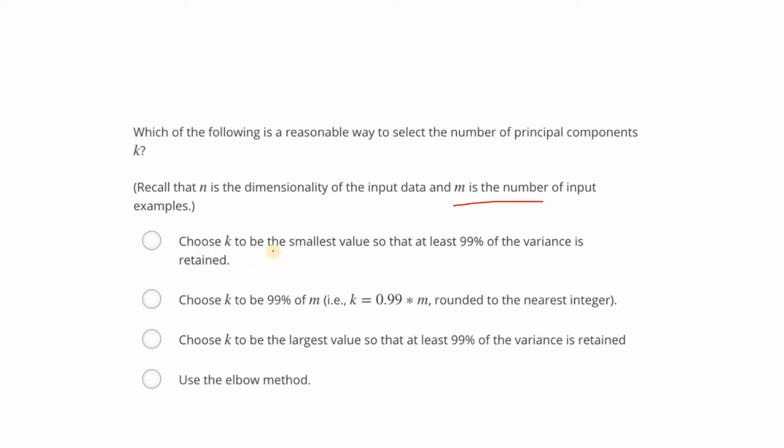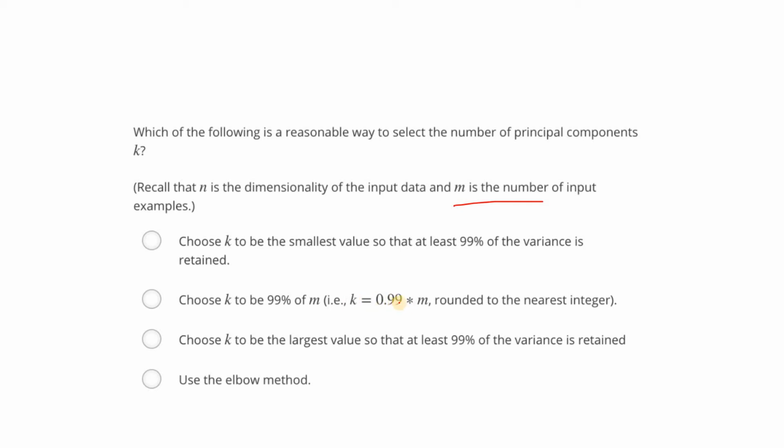Now the options are: Option A, choose k to be the smallest value so that at least 99% of variance is retained. Option B, choose k to be 99% of m. What is m? m is the number of input examples. That is, k equal to 0.99 times m, rounded to the nearest integer. So this option is indicating you should choose k, that is the number of principal components, or in the reduced space, what should be the dimension?